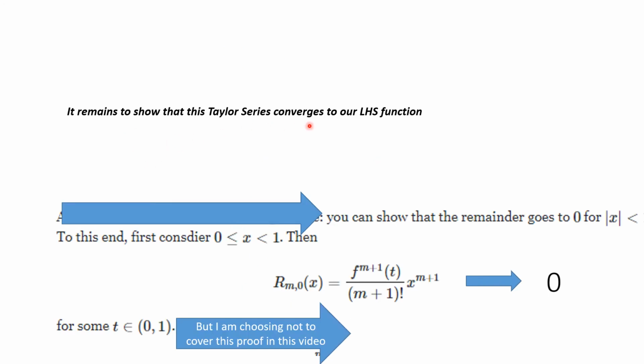Now it remains to show that this Taylor series converges to the left-hand side function, which is 1 plus x whole to the alpha, but it can be shown that the remainder here goes to 0 for some t in this interval, and similarly you can do it for t on the other side, between 0 and minus 1, but I'm choosing not to cover this proof in the video. It's several pages, and I think our time is better spent applying this theorem than studying the proof.